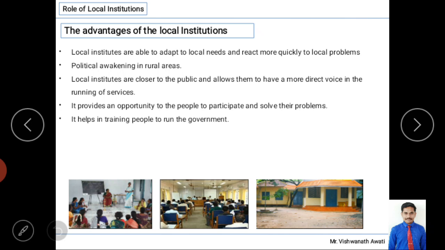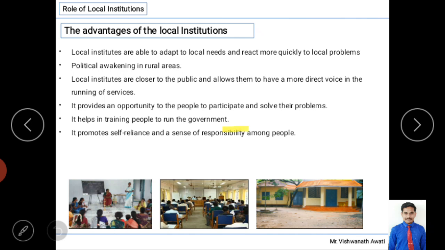It helps in training people to run the government. Here it is what it helps to run the government. How it will work at the national level, similarly it will work at a village level or local level. It promotes self-reliance and a sense of responsibility among the people.